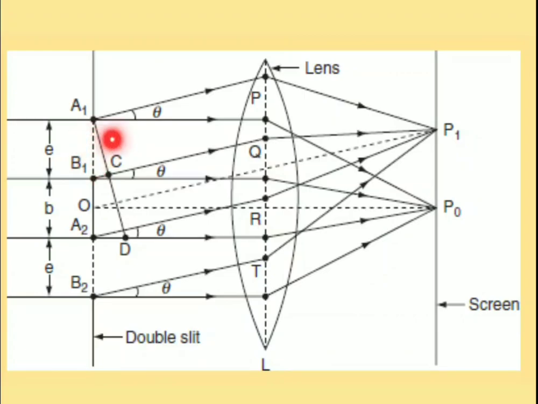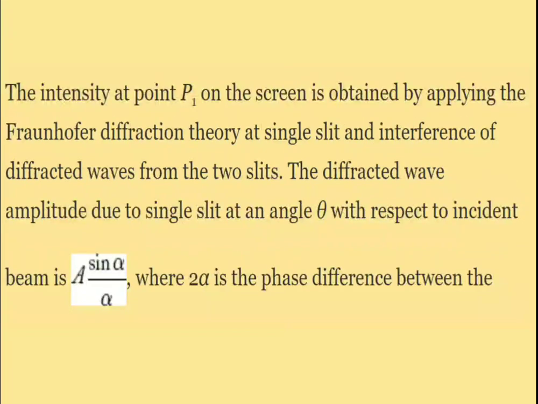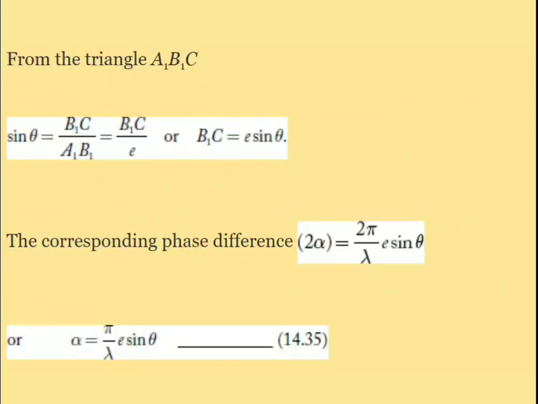So sin theta is equal to opposite side by hypotenuse, where the opposite side is B1C and the hypotenuse is A1 B1. We already know that A1 B1 is the width of the slit, so simply substitute the value of A1 B1 as e. Now sin theta becomes B1C by e. Cross multiplying, we get B1C is equal to e sin theta.